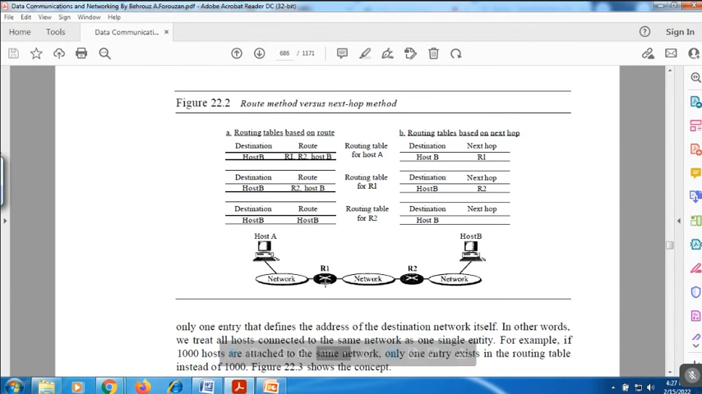The routing table is also to be maintained at the router also. That you have to note. Not only at host devices, at the router points also you should maintain the tables. So in the router table, router 1 has to understand what is the next hop.